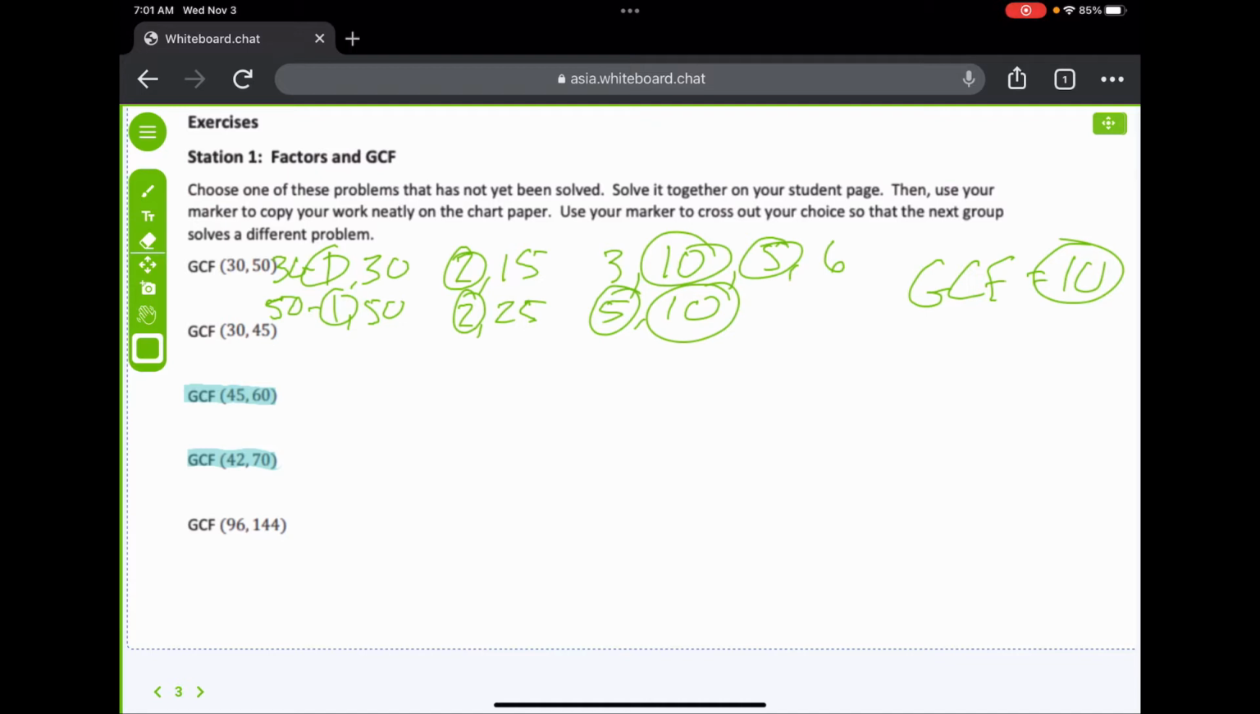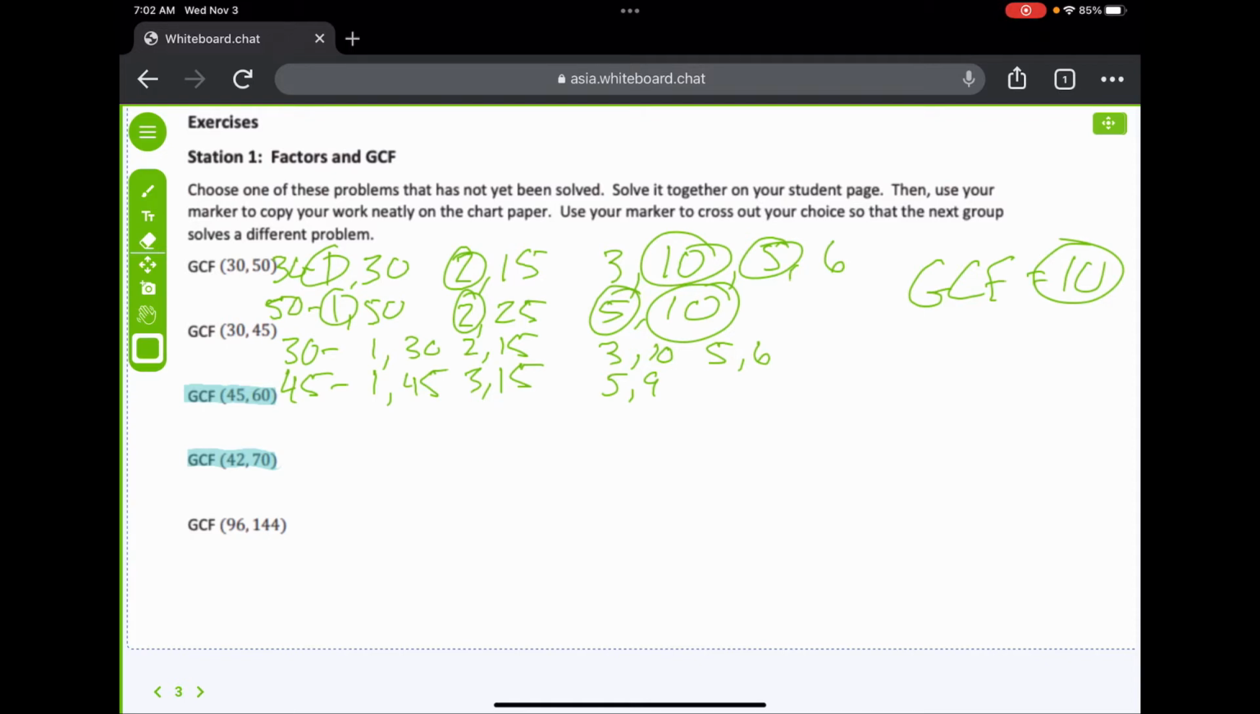Okay. Now I've already got my list for 30, so I'm just going to rewrite those. That's going to be 1 and 30, 2 and 15, 3 and 10, 5 and 6. And now I'm going to do greatest common factor of 45. That's going to be 1 and 45. You can't do 2, but we could do 3 and 15. Can't do 4, but we could do 5 and 9. And that's going to be it.